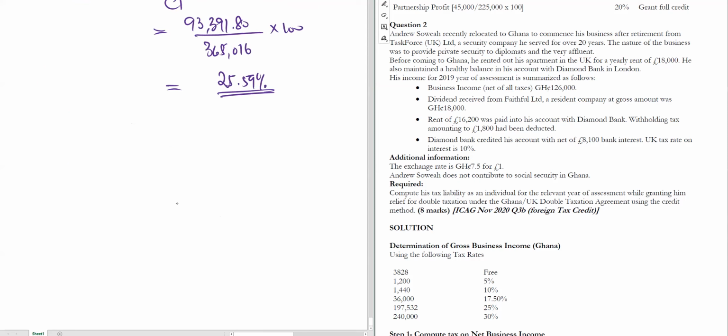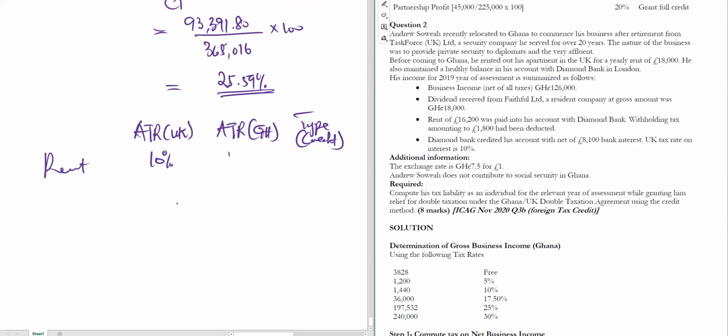In that case, it seems we grant full credit, right? Because when we compare the ATR in UK and ATR in Ghana, and then the type of credit we can give them. When it comes to the rent, right? ATR in UK was 10%. ATR in Ghana is 25.59%. We can grant full credits. Yes, please. Because this one is less than this. When we come to the interest too, it was the same. It was also 10%, while ATR in Ghana is still 25.59%. Okay, we still can grant full credit.